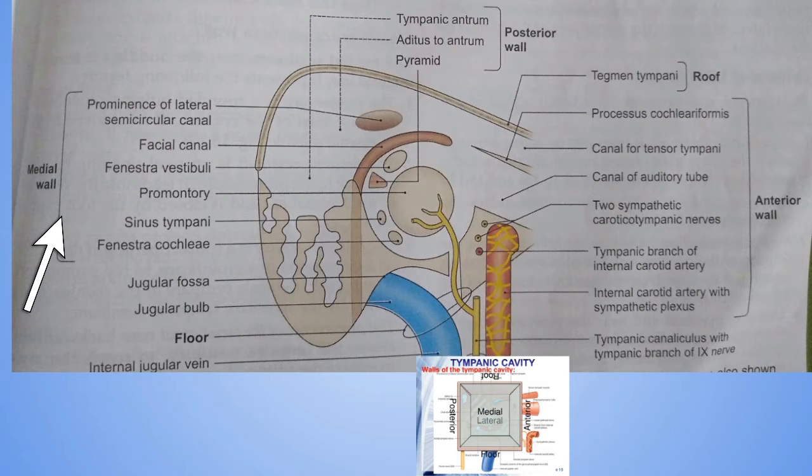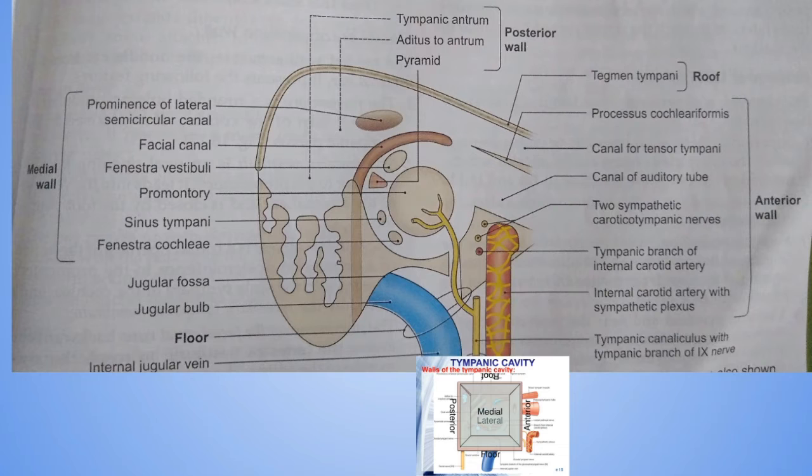Now next is the medial or the labyrinth wall. The medial or labyrinth wall separates the middle ear from the internal ear. It presents some of the following features. First of all, it is the promontory. The promontory is a rounded bulging produced by the first turn of the cochlea. It is grooved by the tympanic plexus.